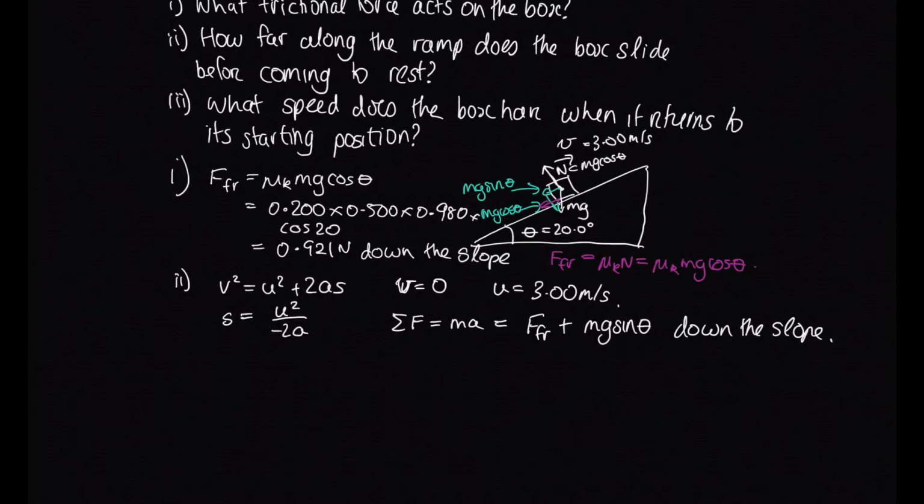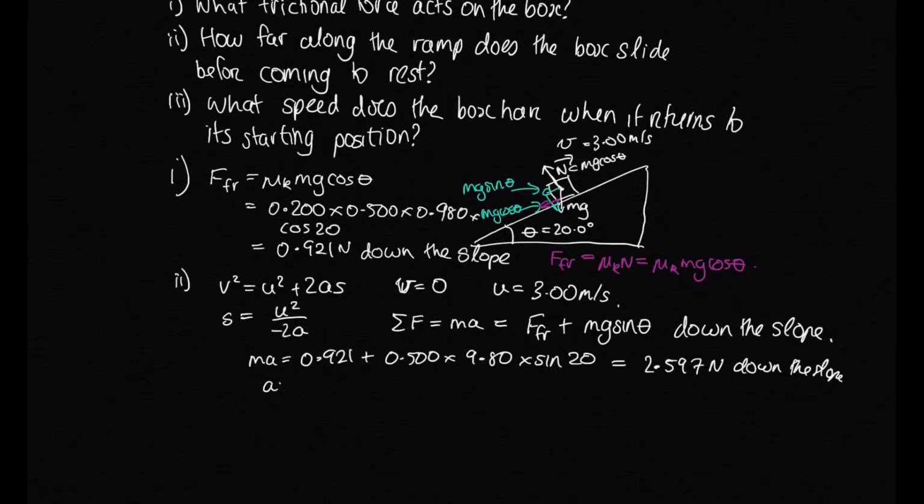Okay, so we've already calculated the frictional force up here. So we have ma is equal to 0.921 plus mg, which is 0.500 times 9.80 times sine 20. When we find that on the calculator, we end up with a force of 2.597 newtons down the slope.